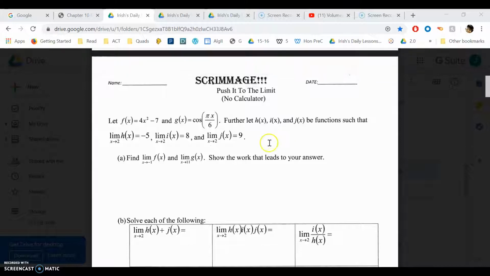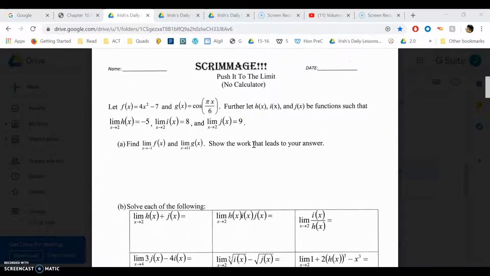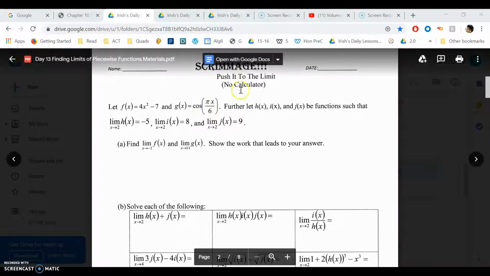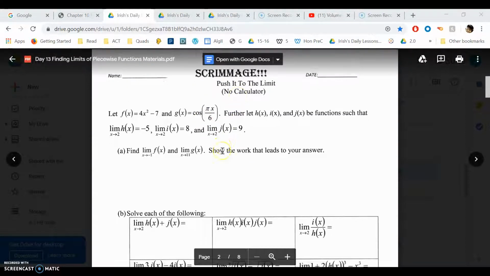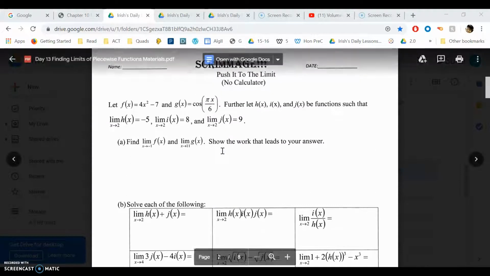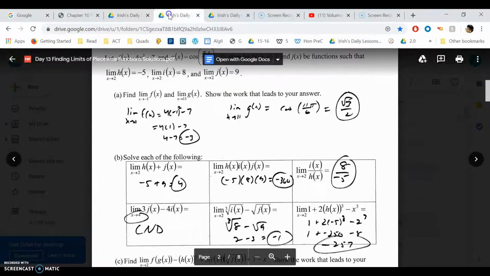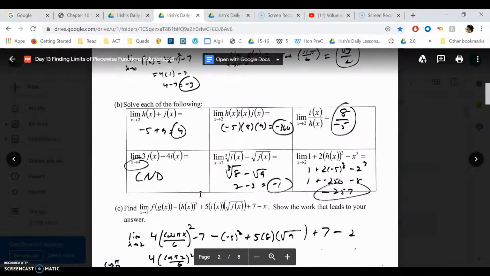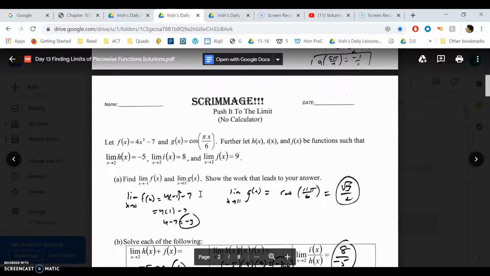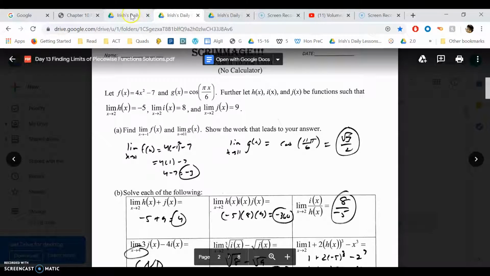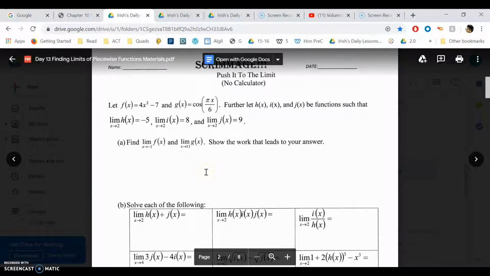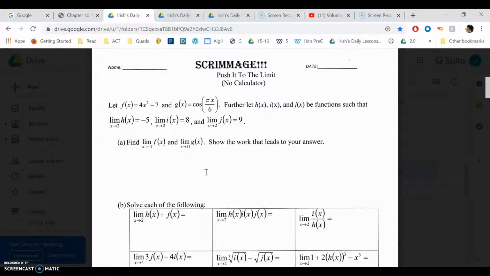We have a scrimmage. The first thing I want you to do today is work on this scrimmage, okay? Here's the scrimmage right here. It's all on the PDF that's attached. It's a little challenging, especially the last part. The answers will be provided on the solutions right here. So you can see the solutions, bam, bam, bam, okay? Write those in your notes. Try the best you can without looking at the solutions, but of course you can if you get stuck.